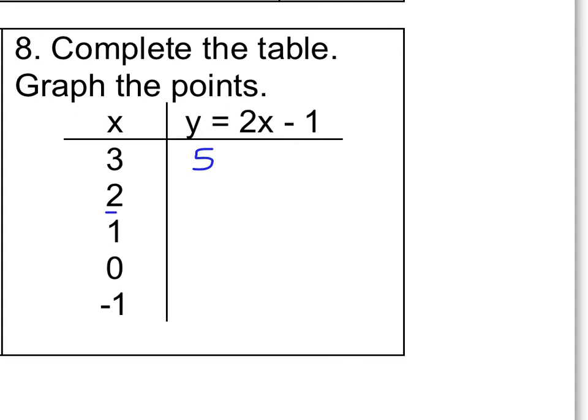Let's double the 2, which is 4, and take 1 away. That's 3. Double the 1, which is 2. And then take 1 away, which is 1. Double 0, which is 0. Take 1 away is negative 1. Double negative 1 is going to be negative 2. And then you take 1 away, you're at negative 3.